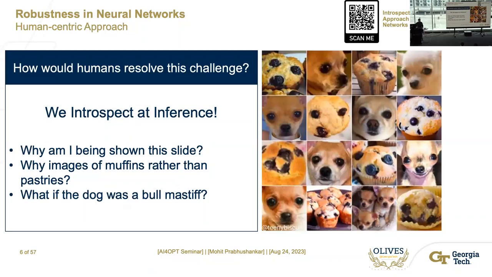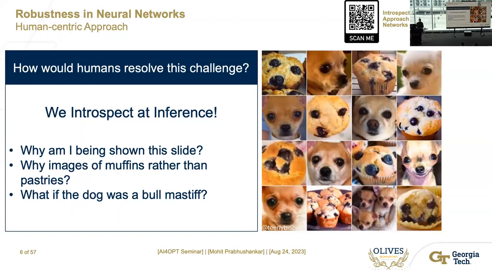What does that mean? First off, you can ask yourself, why am I being shown this slide? Well, I have an agenda here to go through what I have done. And basically that agenda involves this introspection. That's why I'm showing you the slide on the right, because these muffins and dogs are kind of similar. So why am I showing muffins rather than pastries? Well, it would have been very easy for us to actually see the difference, and it would not have proved the point that I'm trying to make. What if the dog was a bull mastiff instead of this? Again, the same reason. I do have an agenda, and I am going to talk about how these kind of similar scenarios need to be differentiated or contrasted.